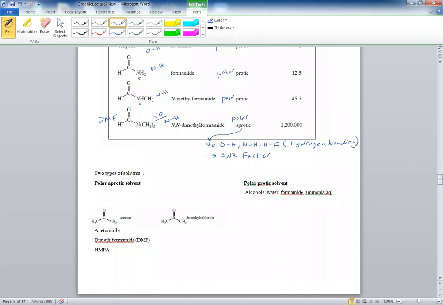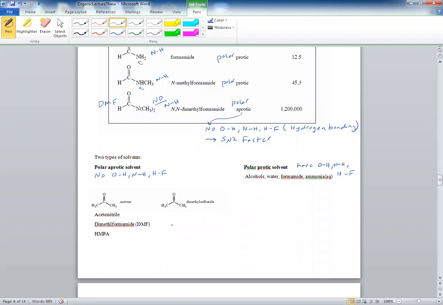So polar aprotic solvents, again, have no, as I defined here, no NH, OH, or HF bonds. And polar protic solvents, of course, have OH, NH, HF bonds, or FH bonds. Here are some examples. You have acetone, you have dimethyl sulfoxide, we usually call it DMSO, acetonitrile, dimethyl formamide, like the one we just examined, and HMPA.